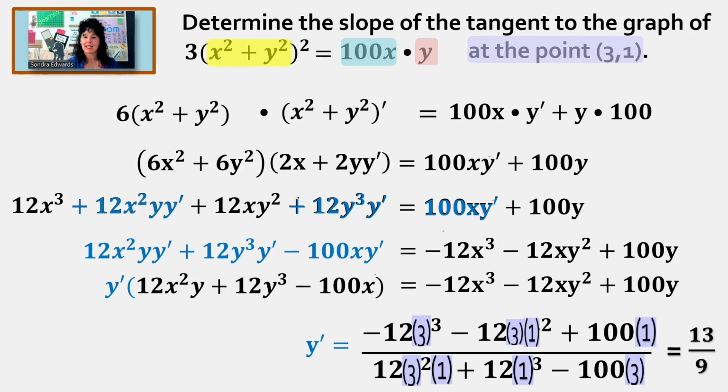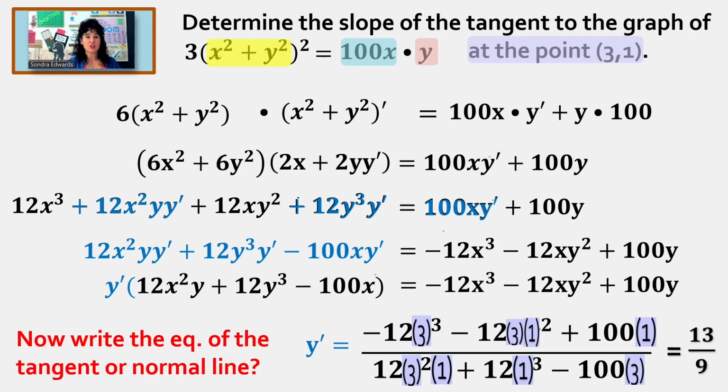Okay, let's say that you were now asked to write the equation of either the tangent line or the normal line. That's a review. To write the equation of any line, you need a point and you need a slope. So if we were going to go with the tangent line, we would use the point (3, 1) and the slope 13 over 9. And then we could go with point-slope form, y minus y sub 1 equals m times x minus x sub 1. And we'd have the equation of the tangent line.